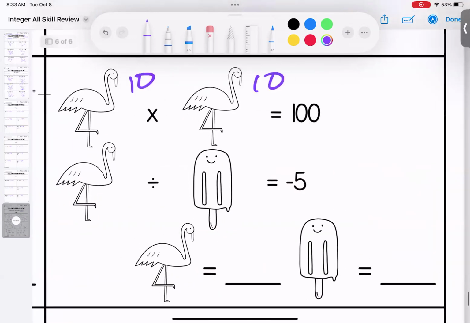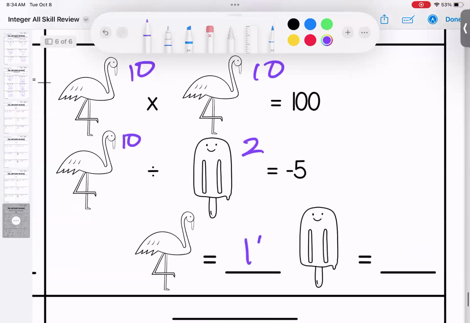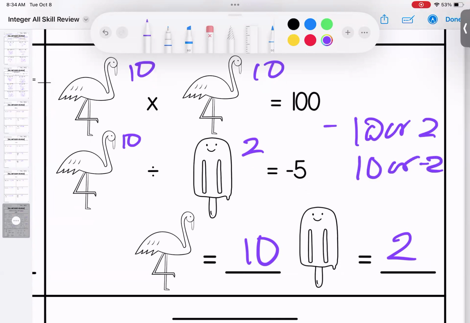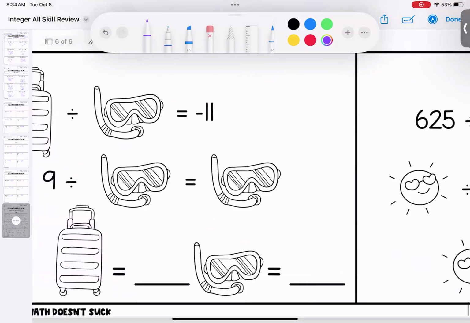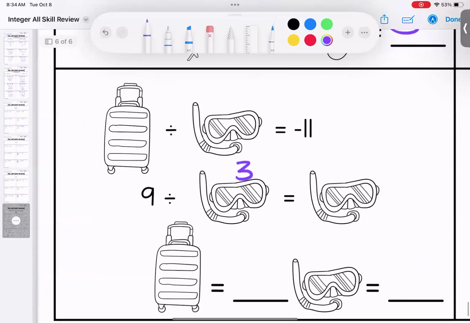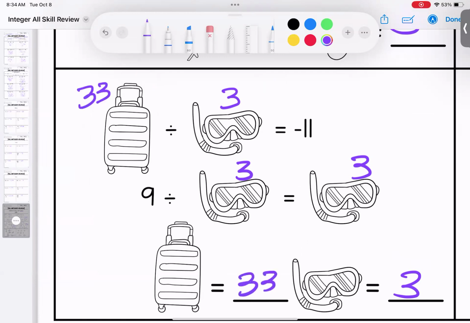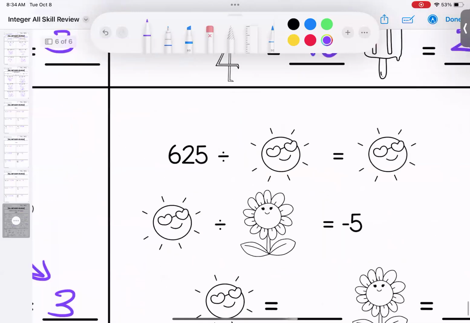Coming down here. 10 times 10 is 100. Finding that double fact. 10 divided by 2 is 5. So 10 and 2. Your choice. One of them has to be negative. So either the 10 is negative or the 2 is negative. Does not matter which. 3 times 3 is 9. So that's what I'm going to choose. And then what divided by 3 is 11? It's 33. Your choice. One of these is negative.